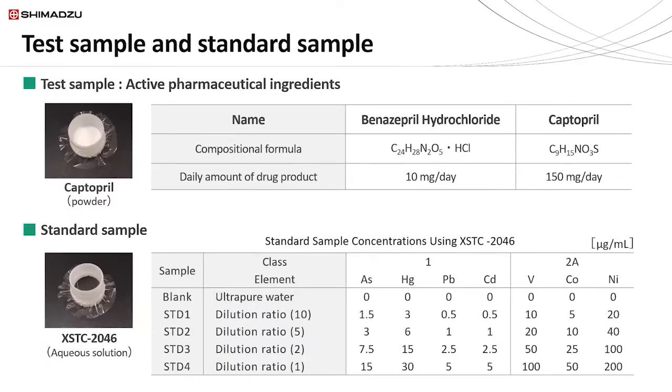Okay, so here's an API. It's captopril and benazepril hydrochloride. The daily amount of the drug is 10 milligrams per day and 150 milligrams per day. And these were the standard samples used to make the curve. We had a blank, and then the standards were provided by SPEX. They're called XSTC 2046, and we made 4 different standards by the method of dilution. So for example, dilution ratio of 1 is 15 ppm, then by 2 is 7.5 ppm for arsenic, by 5 is 3 ppm, etc.